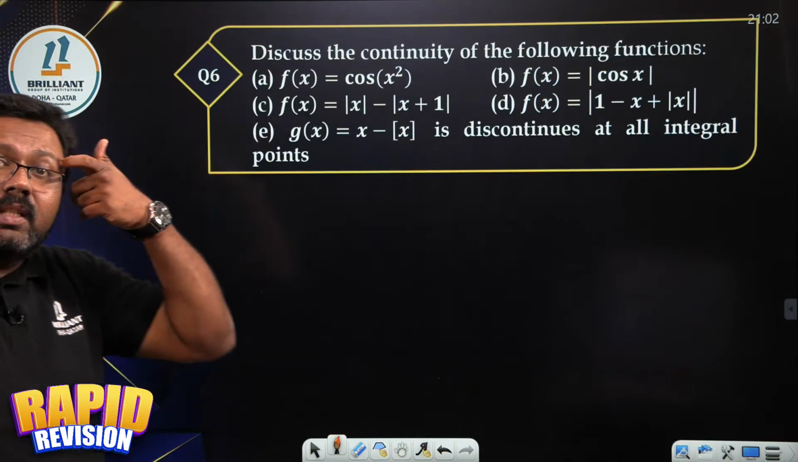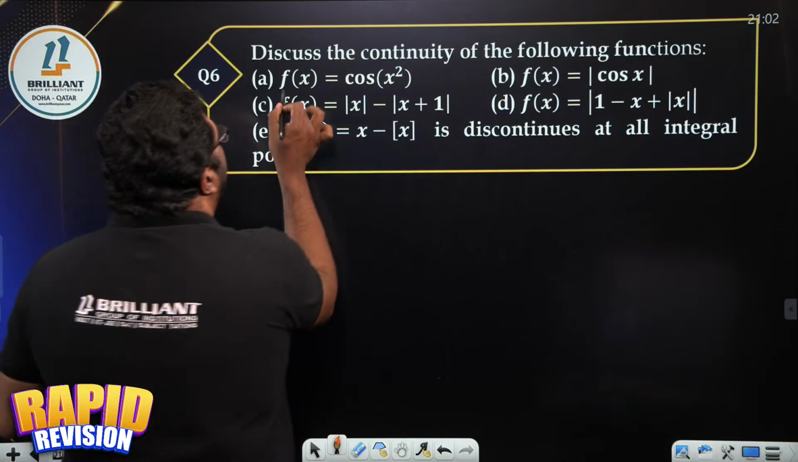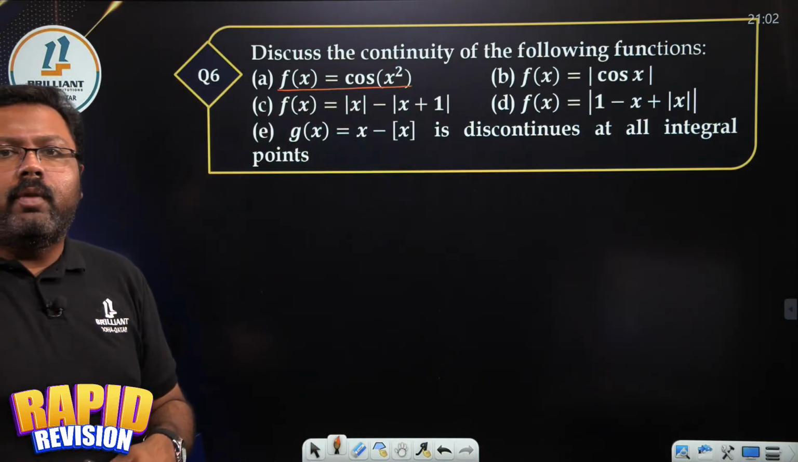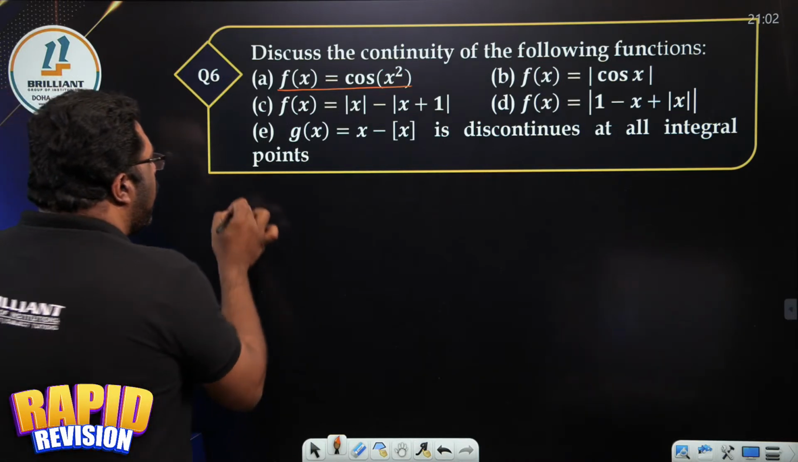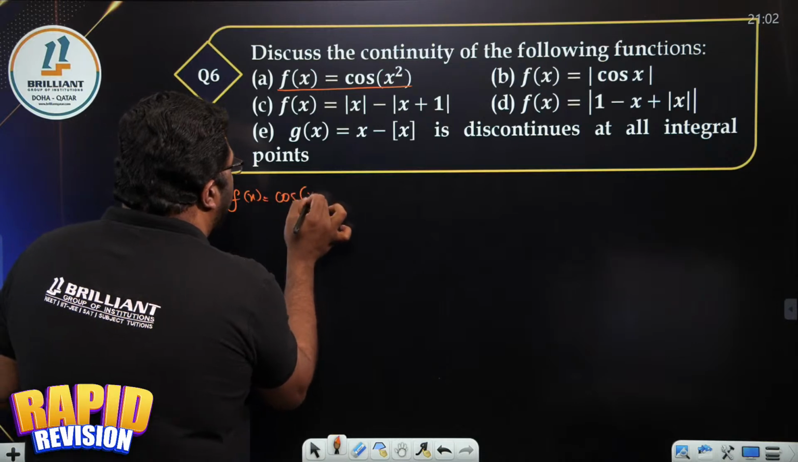Now, question 6. This is very good. I'll go one by one. Look at the first question. Discuss the continuity of the following functions. Good question for 2 marks. The function is cos of x squared.